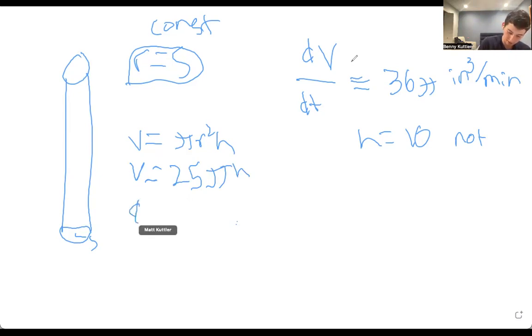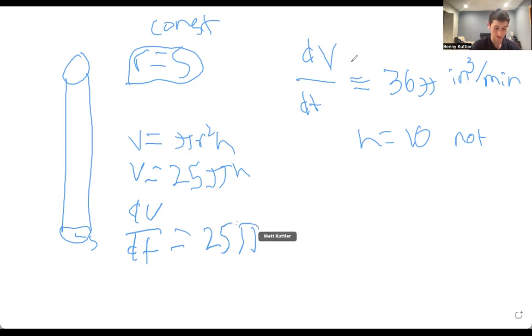Now we can take the derivative. So we have dV/dt equals the derivative of 25 pi h. We have to remember to use the chain rule. So 25 pi, h goes to 1, but we have to multiply by its derivative, dh/dt. So notice that this derivative expression does not include h anywhere. It includes dh/dt, but not h.